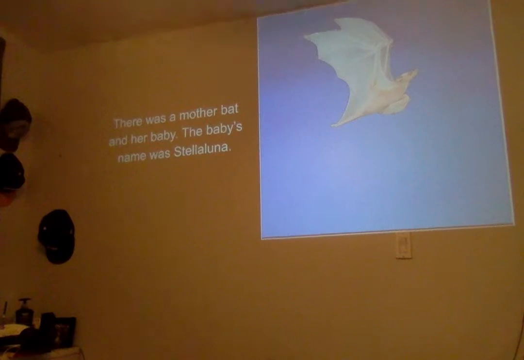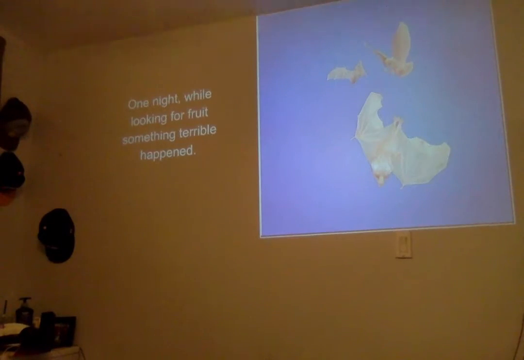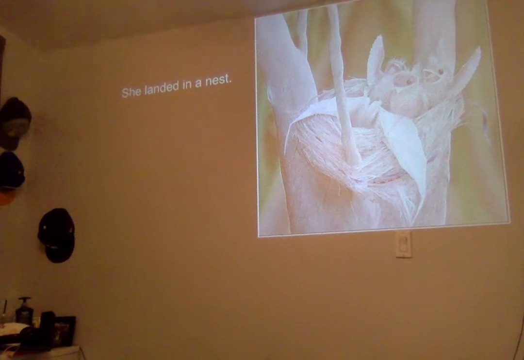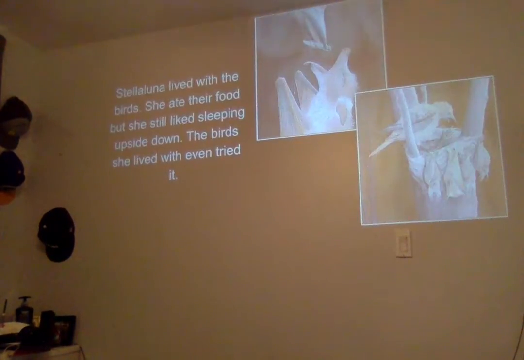There was a mother bat and her baby. The baby's name was Stellaluna. One night, while looking for fruit, something terrible happened. Stellaluna fell from the sky, but landed on a branch. She called out for her mother all night. By the morning, she got tired and fell once again. She landed in a nest.